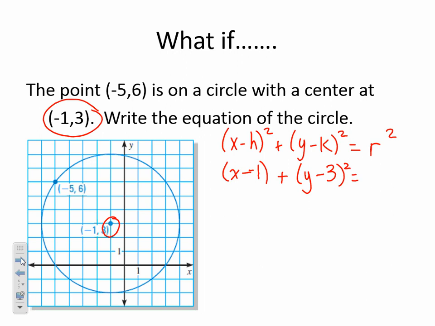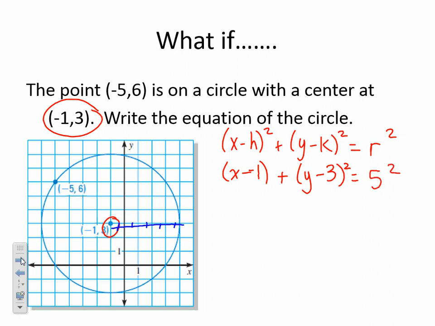And now I'm ready to plug in that radius. Well, what would the radius of this circle be? In this case, I can actually see the center, and I can go out and count those boxes to find that radius. So 1, 2, 3, 4, 5. That is 5 for my radius, so I plug in 5 squared. Okay, and then we'll simplify.